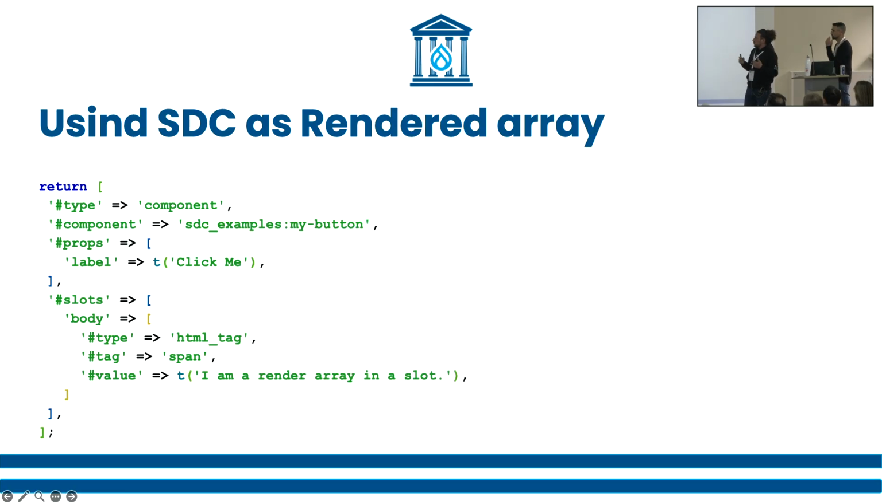So how do we show then the single directory component after we build our twig file and the component YAML file? We return it in this way. So we have the type component, the component name, the props that we want to pass, and then the slots if we want to render some other HTML part inside it. This can be done, for example, from a controller. You can render it like this.